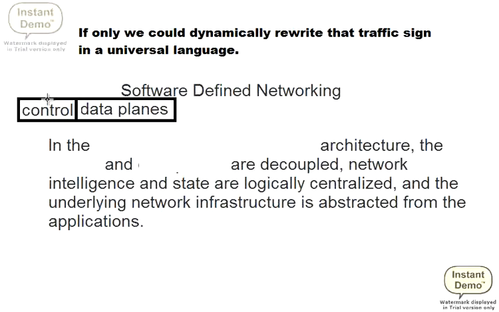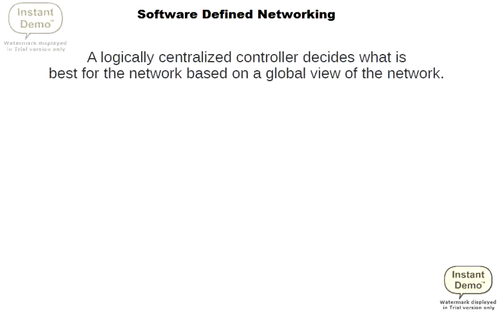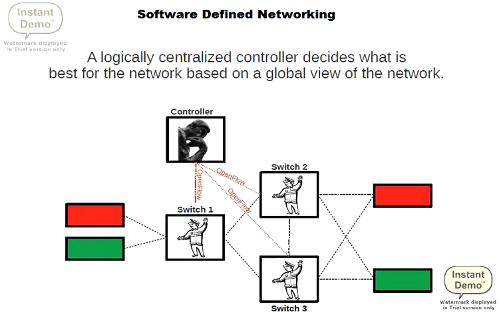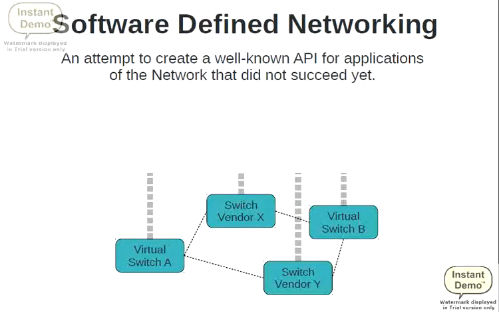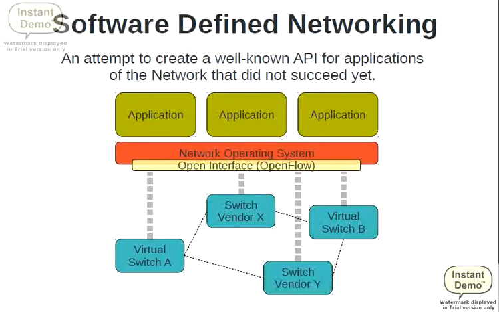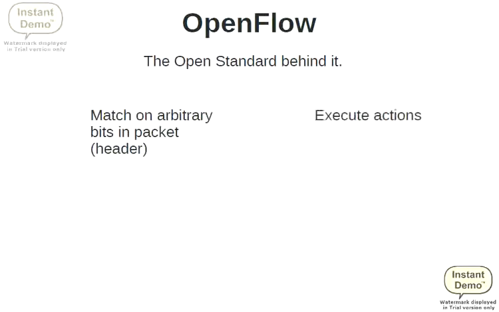Here you can see that the intelligence and state are logically centralized by using software defined networking. A logically centralized controller decides the best path of the network based on the global view of the network. Here you can see the topology, a mesh topology of switches, and all these switches are connected with one single controller using OpenFlow protocols. The controller makes decisions to move traffic from one source to one destination. On the screen you can see a number of switches connected with one single network operating system, and the operating system is connected through a number of APIs with applications.